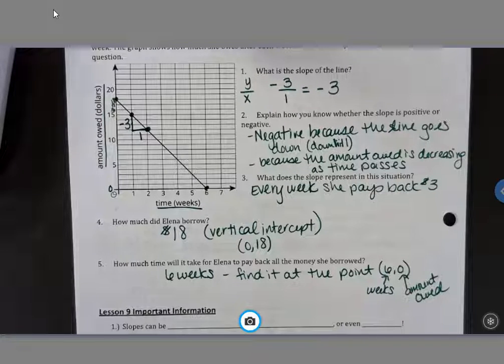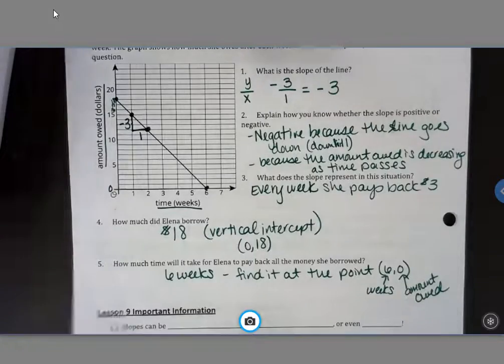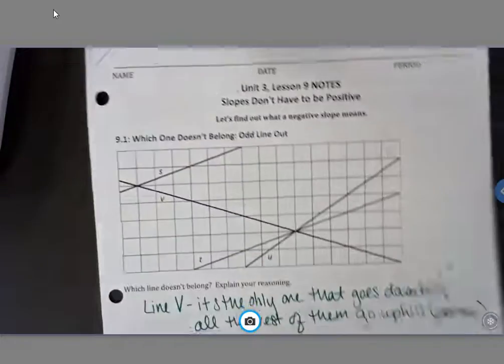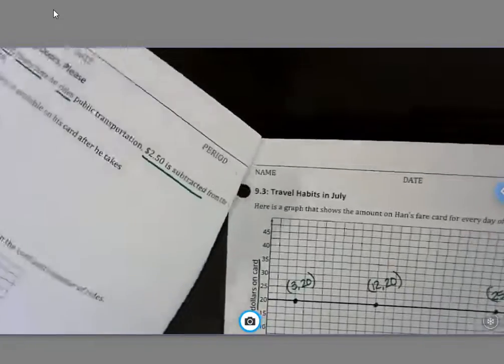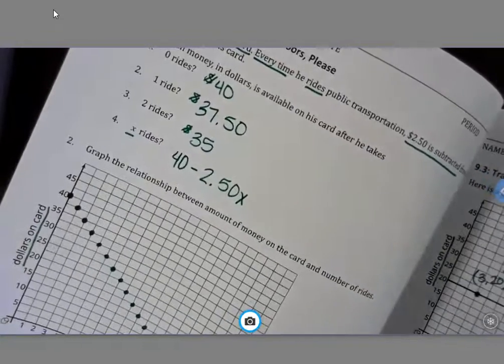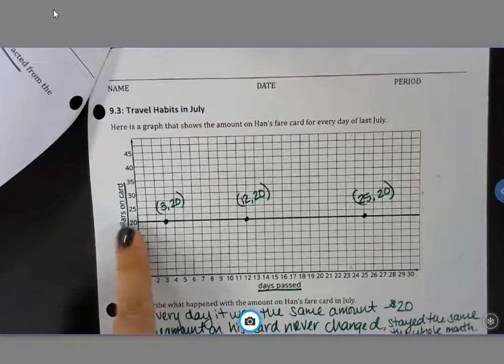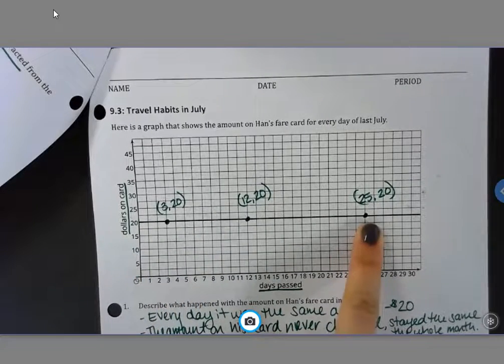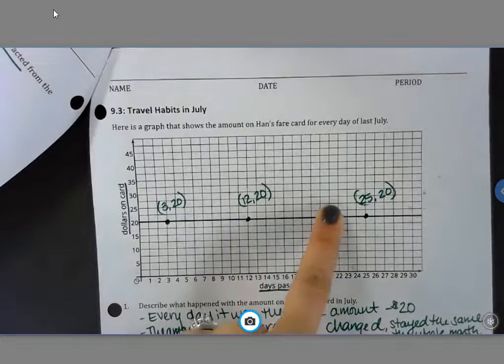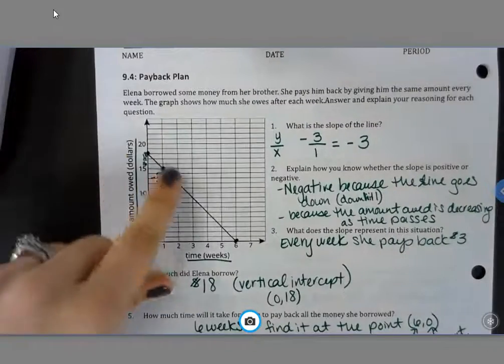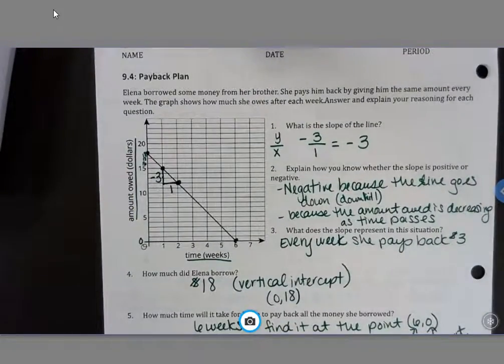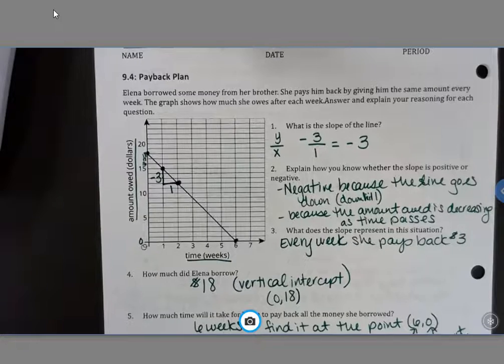All right, guys, there's a lot of useful information within this lesson, okay? We talked about lines that now go downhill, not just lines that go uphill. We looked at different scenarios. We looked at a graph that we had a 0 slope for because it doesn't go up and over or down and over at all. And then we were able to look at a negative line and figure out the slope and be able to talk about what that means for that situation.